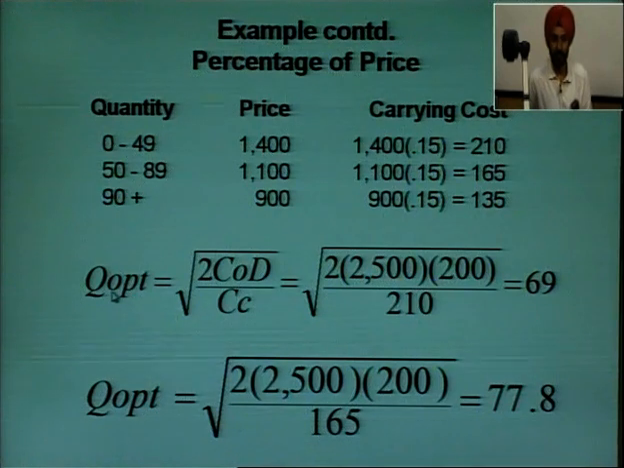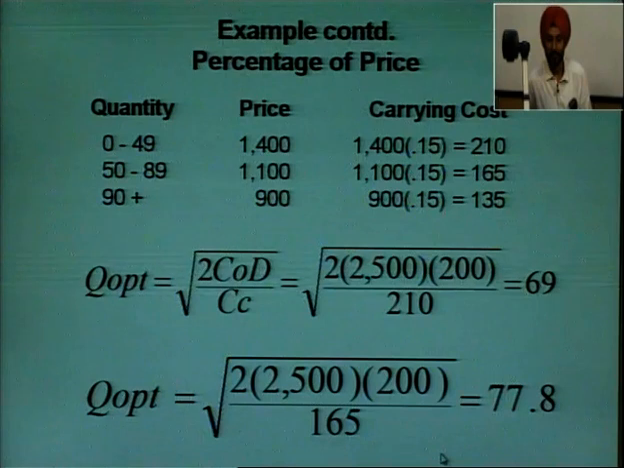So, we see what Q optimum is. In this case, Q optimum is 69 units. Now, we have to see whether these 69 units are feasible. No, not feasible, because it is outside, not falling within the range 0 to 49. So, we move to the next slab. Considering this, our Q optimum comes out to be 77.8. That is very well true here; 50 to 89 falls well within. So, 77.8, yes, it is feasible.